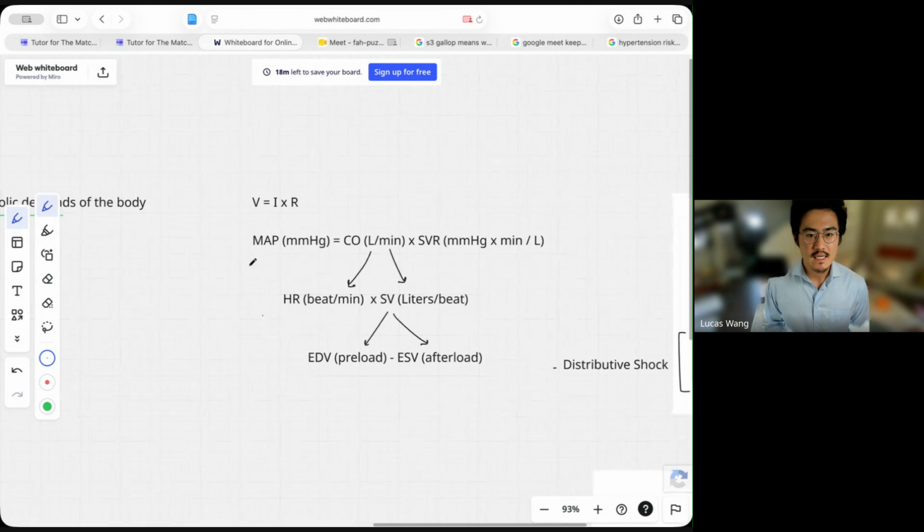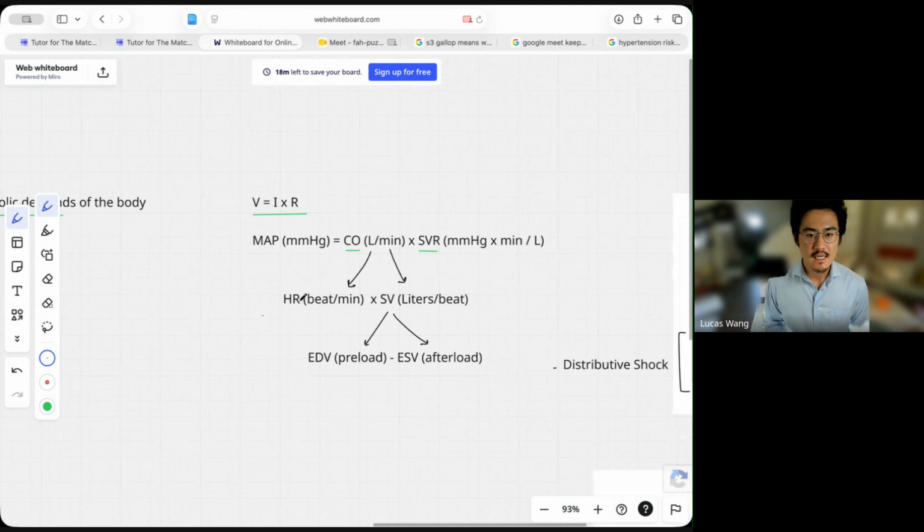Okay, so how can we understand shock on a better mathematical level? This is the equation that we like to share with students to help them understand better, and you'll notice how it mimics Ohm's law that we learned for the MCAT. Mean arterial pressure, the mean pressure in your arterial system, is equal to the cardiac output, or how much volume is being pumped by the heart per minute, times the systemic vascular resistance, all the resistance of your arterial system.